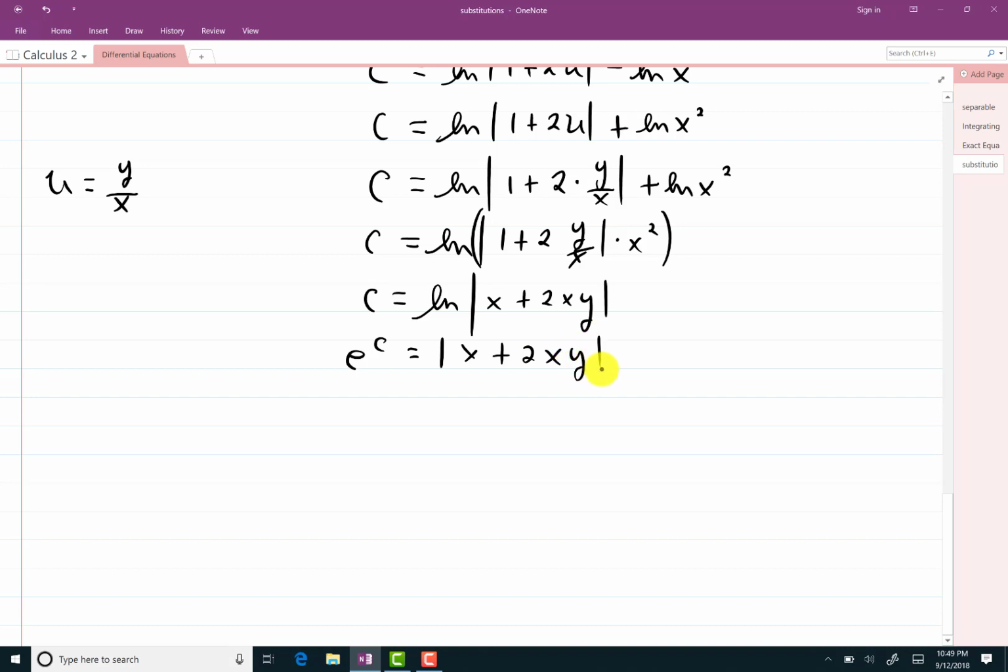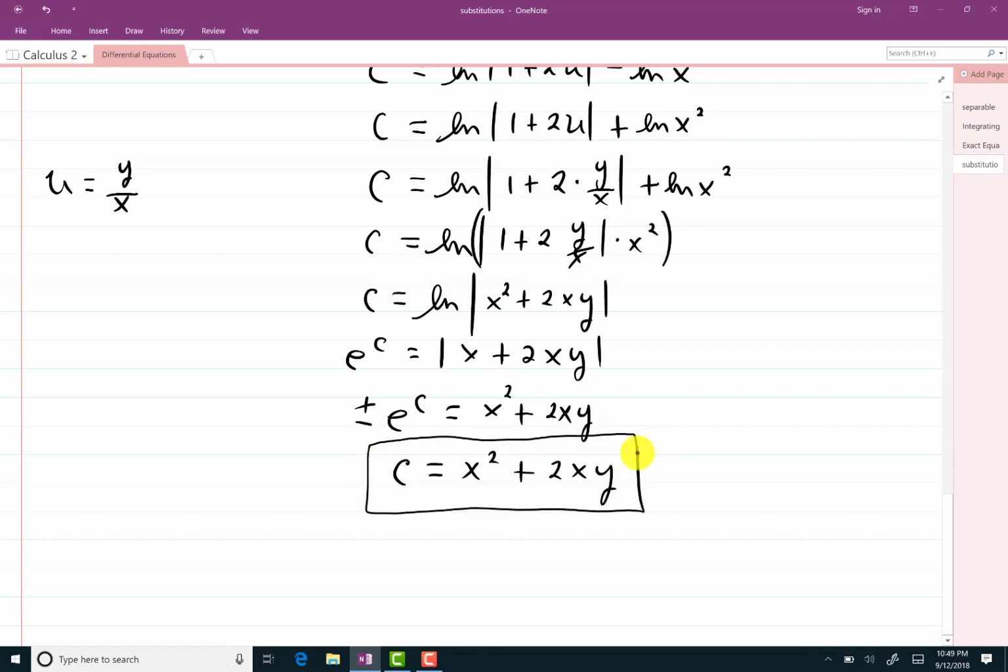And let me correct something that I made a mistake on here. There's an x squared there. Now, it's true that if you take the absolute value of something, you can get a plus or minus constant on this side. So I'll get plus or minus e to a constant equals x squared plus 2xy. And then if I allow c to be this whole thing, like just some constant that could be positive or negative, I could write my final answer like this. c equals x squared plus 2xy. And you can see that I get the same answer as before.